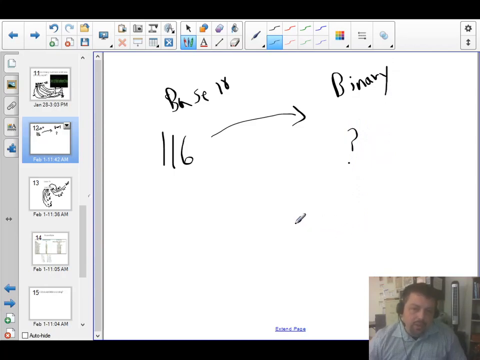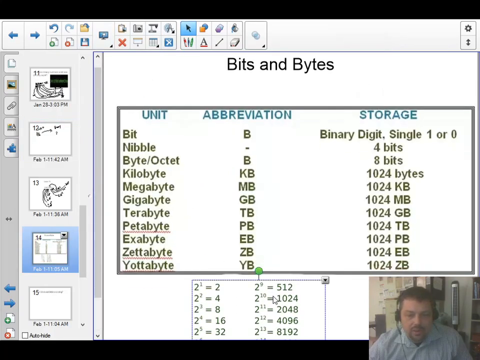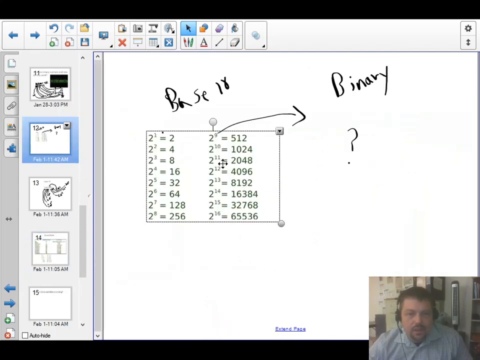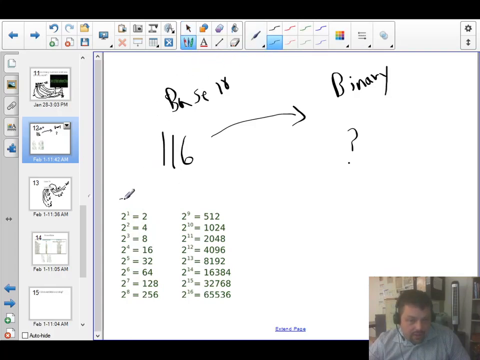So the way we would do that is, first of all, we need to think about powers of 2. So I've got a little chart over here. I'll copy it on this page. Remember that each successive column in binary is a higher power of 2. So 2 to the 0 equals 1. They've left that off here. So that's important to us. I'll add that.